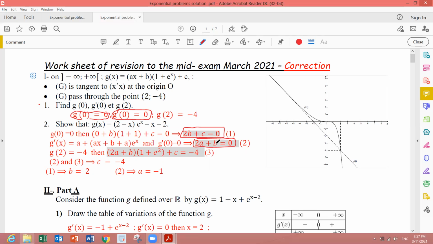Now 2a plus b is 0 from equation 2. So we get 0 times 1 plus e squared, and we get c equal minus 4. Now we can calculate b. b will be equal to 2. After calculating b, we can calculate a. a will be equal to minus 1.